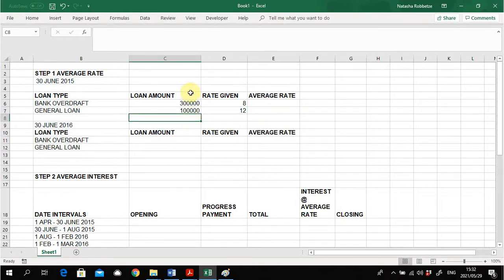I want to get to the total of the loan amount. If my mathematics isn't too poor, there should be 400,000. And now to get to my average rate, I'm basically going to use the loan amount that I've calculated as a fraction. So I'm going to take the 300,000 divided by the total of 400,000 and I'm going to times it by the 8. Please note how I only times it by 8.